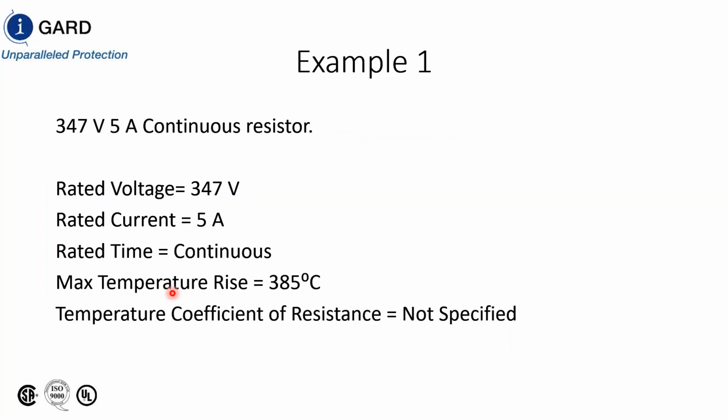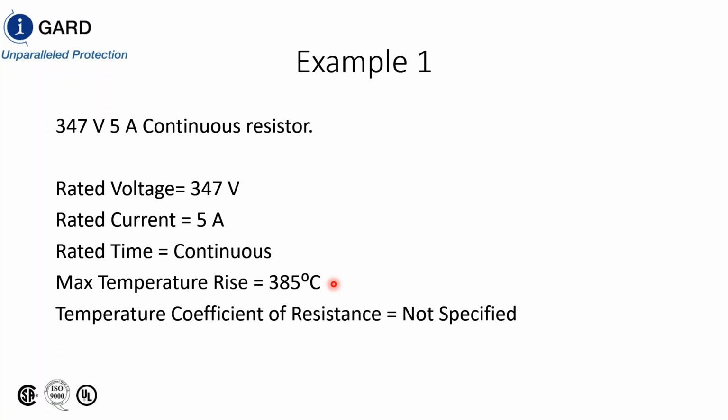So for example, we have a 347 volt, 5 amp continuous resistor. We know the rated voltage is 347 volts. We know the rated current is 5 amps. Rated time is continuous, and from the standard, we're going to use 385 degrees C temperature rise as a maximum that we can possibly have.